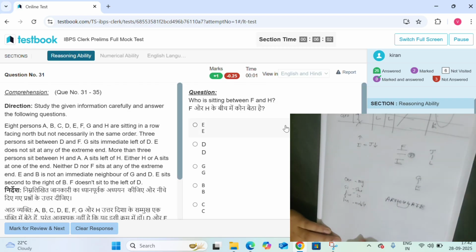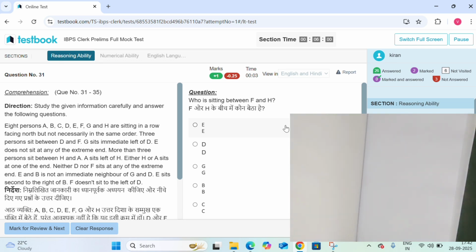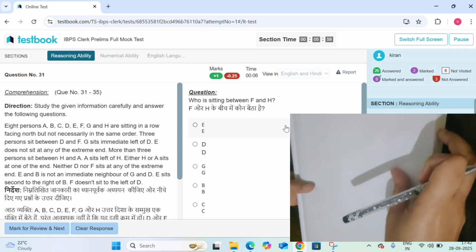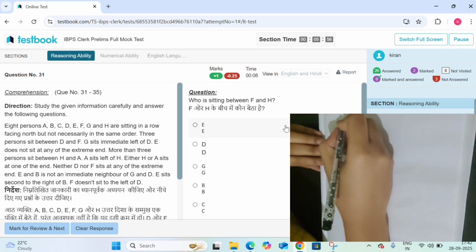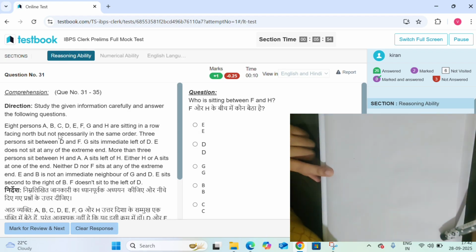8 persons are sitting in a row facing the north but not in the same order. 3 persons sit between D and F. G is immediate left of D, facing north. E does not sit at any of the ends. More than 3 persons sit between H and A. A sits to the left of H. Either H or A sits at the end.